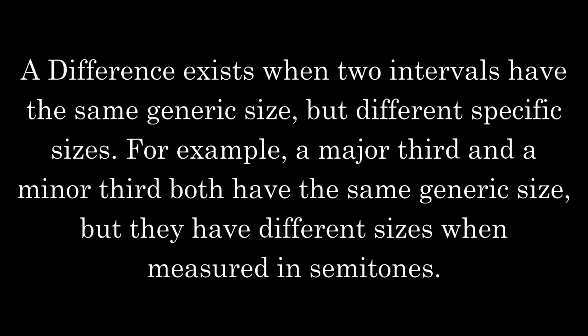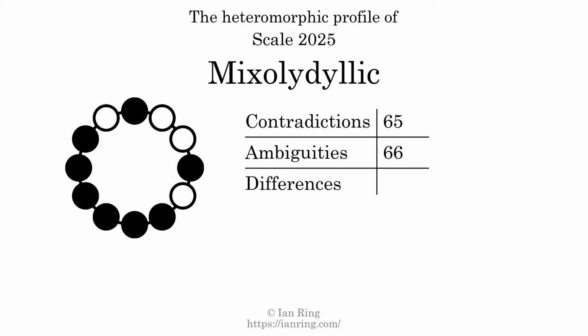A difference exists when 2 intervals have the same generic size, but different specific sizes. For example, a major third and a minor third both have the same generic size, but they have different sizes when measured in semitones. The number of differences in this scale is 144.